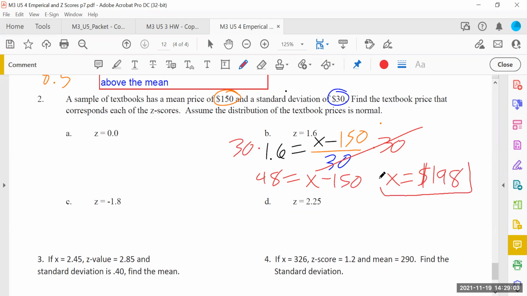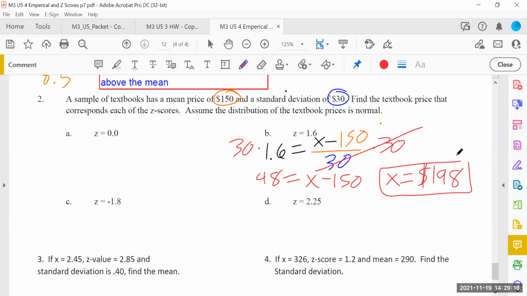Any of you have siblings in college right now, or cousins or somebody else? Any of them complain about textbook prices? Yeah, so this is not an unreasonable textbook price. Actually, they're often between $100 and $200.